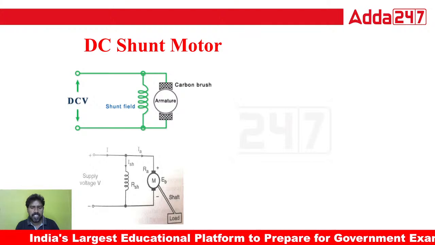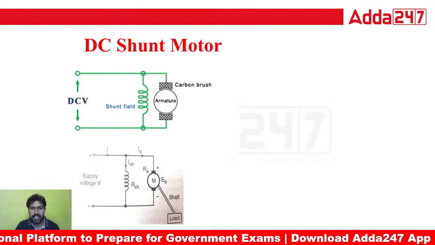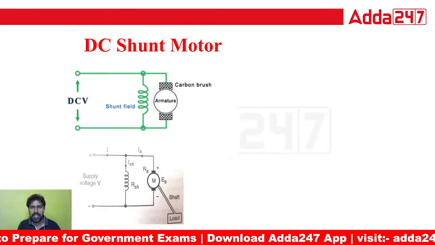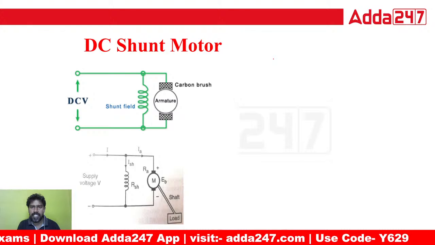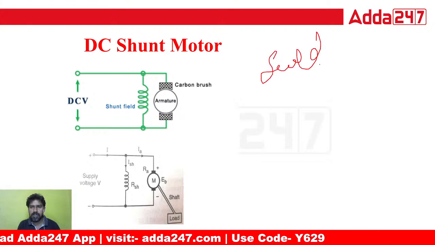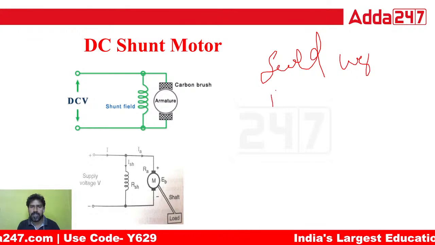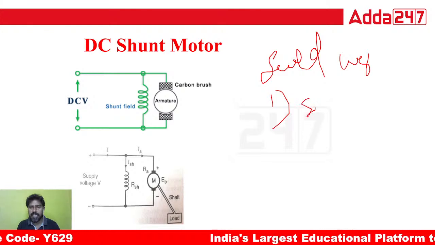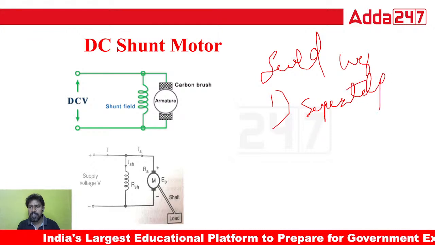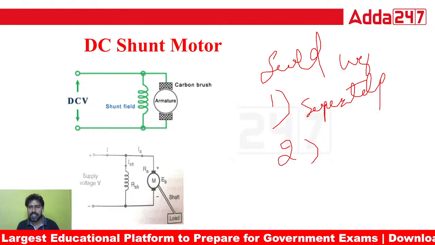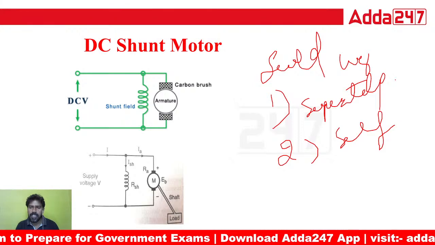Now we are going to enter into the characteristics of DC motors. Generally DC motors are classified into various types depending on the field winding connection. Based on the field winding connection, this is classified into separately excited, and the second one is self excited. Mainly these are the two classifications.